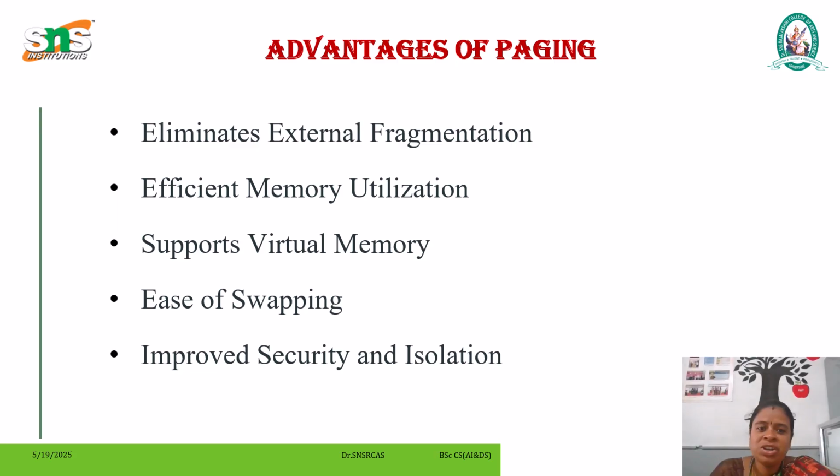Next one, efficient memory utilization. Since pages can be placed in non-contiguous memory locations, even small spaces can be utilized, leading to better memory allocation. Next one, support for virtual memory. Paging enables the implementation of virtual memory, allowing the process to use more memory than physically available by swapping pages between RAM and secondary storage. Next one, ease of swapping. Individual pages can be moved between the physical memory and disk swap space without affecting the entire process, making swapping faster and more efficient. Next one, improved security and isolation. Each process works within its own set of pages, preventing one process from accessing another's memory space. These are the advantages of paging.